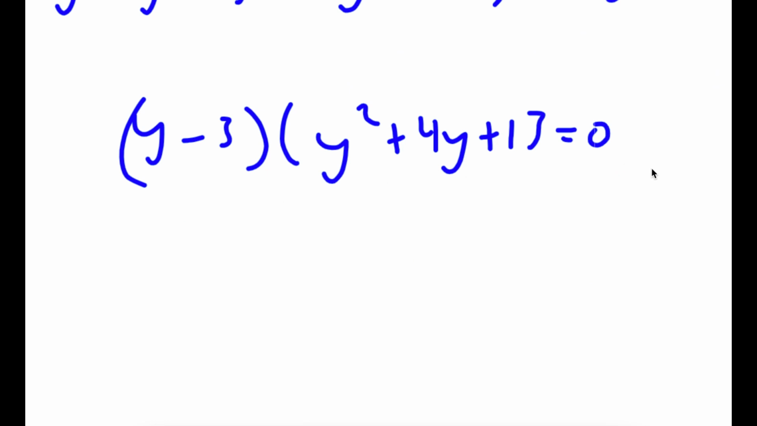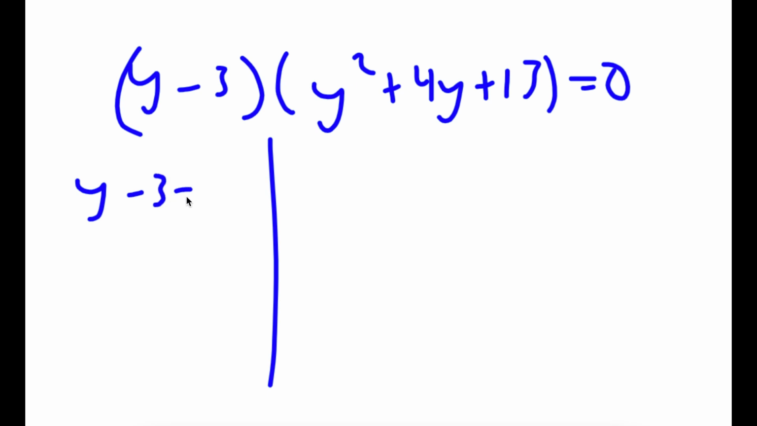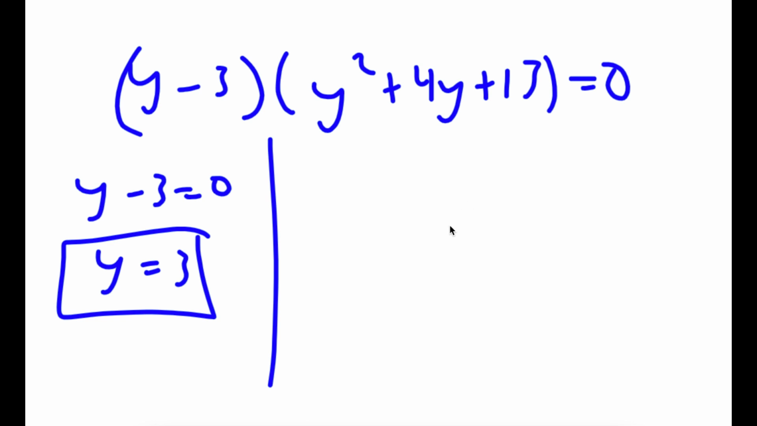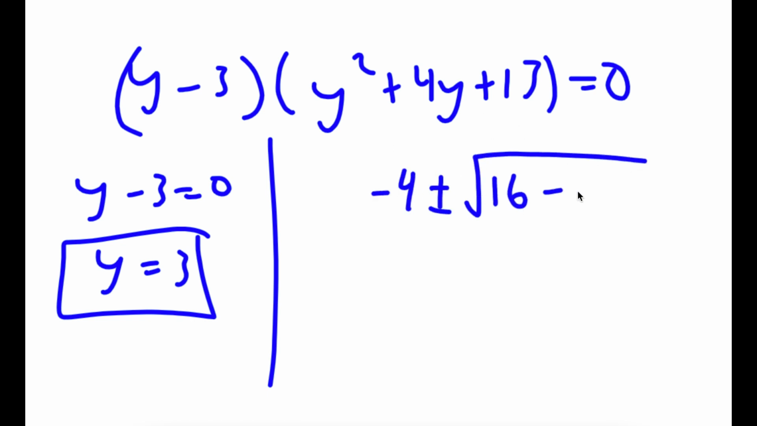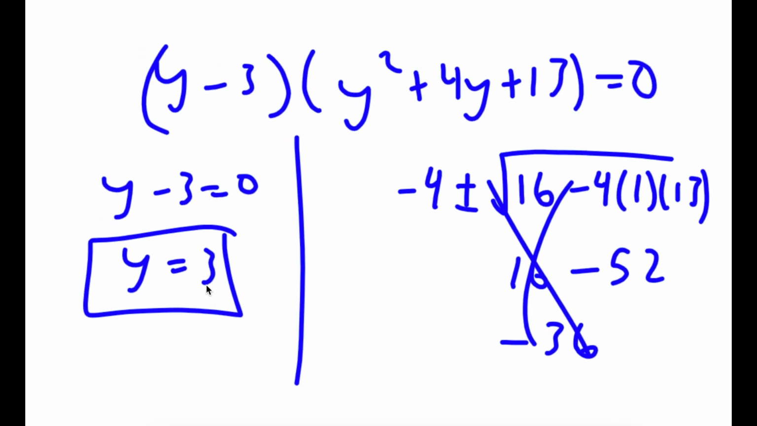So now this gives me two equations. I have y minus 3 is equal to 0, meaning y is equal to 3. And I have y squared plus 4y plus 13 equals 0. So to solve this, I'm going to use the quadratic formula, which is negative b, so negative 4 plus or minus the square root of b squared. So 4 squared minus 4 times a, which is 1, times c, which is 13. And if you notice, this is actually going to be 16 minus 52, which is negative 36. And you can't take the square root of a negative number, so this is wrong. And my only solution for y is 3.